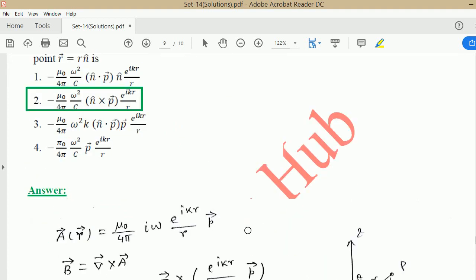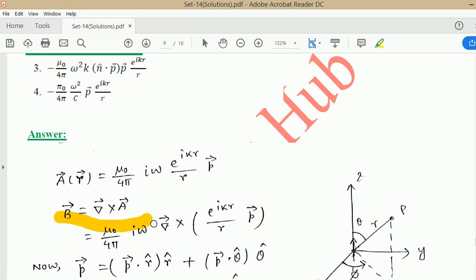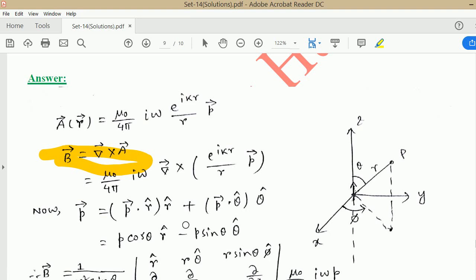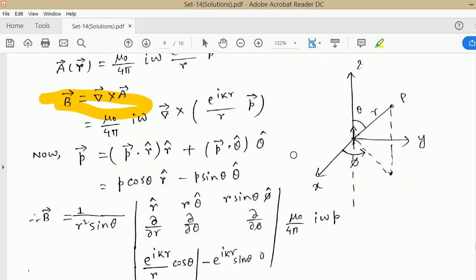So the vector potential is given. Now you need to know a couple of pieces of information to solve this question, like what is the expression of p and how to write it in terms of r and theta. As you know, B equals curl of A. So this p we have to write like that: p dot r cap into r cap plus p dot theta cap into theta cap. Now you can write p dot r equals p cos theta, and p dot theta equals minus p sin theta, along theta cap.